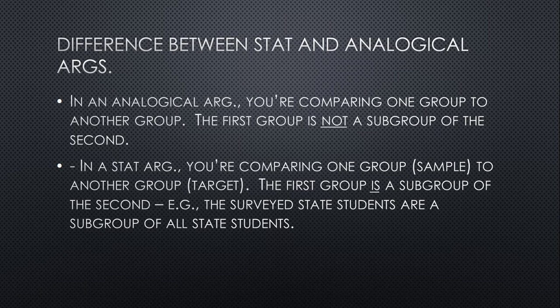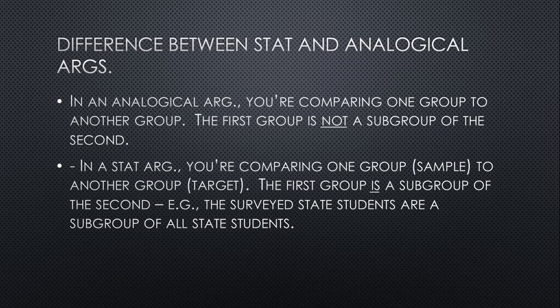Okay, so we should not confuse statistical arguments with analogical arguments. There is a difference between the two. In an analogical argument, you're comparing one group to another group. For example, everyone jumping off of a bridge versus everyone going to a party. So in this analogical argument, you're comparing one group to a distinct group. The first group, let's say everyone jumping off a bridge, is not a subgroup of the second, namely everyone going to the party. These are two distinct groups.